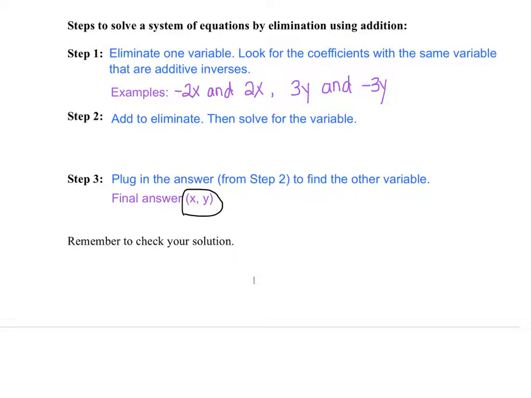And always remember to check our solution. Check your solution to make sure the coordinate makes sense. Okay, so let's do an example together.